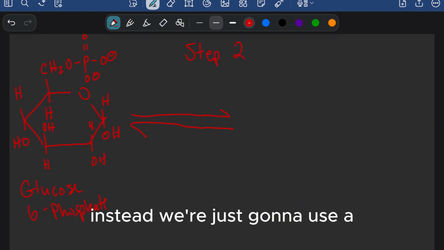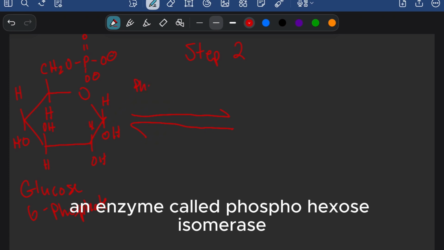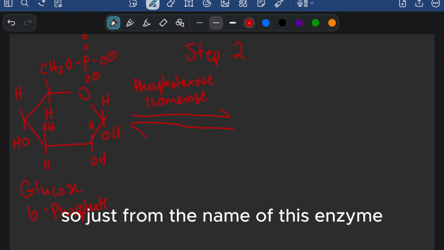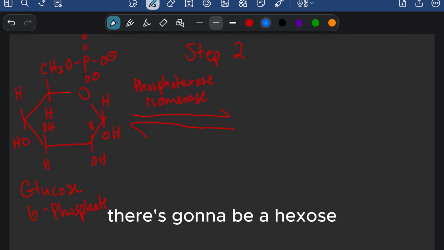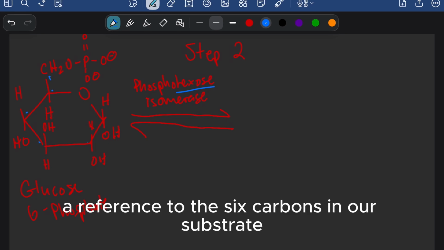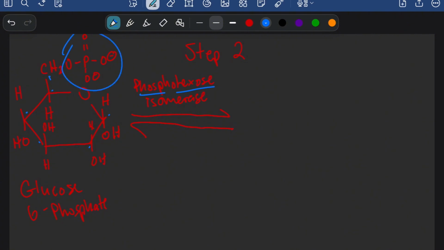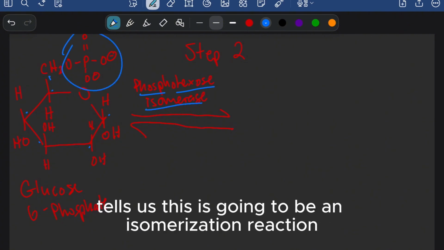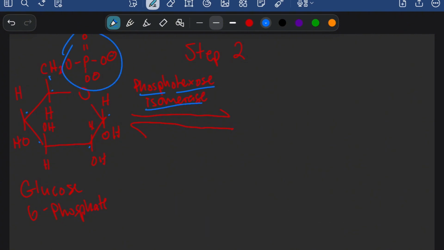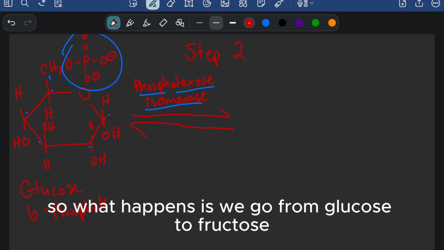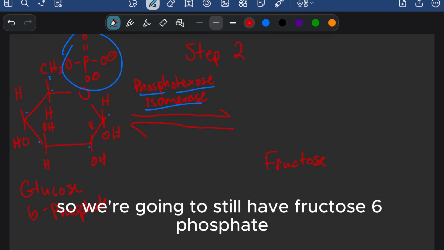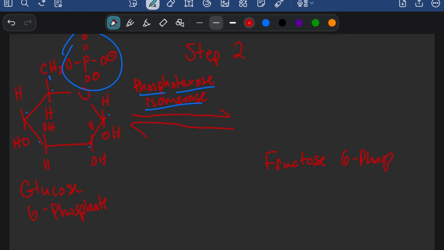Instead, we're just going to use an enzyme called phosphohexose isomerase. So just from the name of this enzyme, we can tell again there's going to be a hexose. That's again a reference to the 6 carbons in our substrate. Phospho is a reference to our phosphate group right there. And isomerase tells us that this is going to be an isomerization reaction. So what happens is we go from glucose to fructose. And remember, it's an isomer, so we're going to still have fructose 6-phosphate.